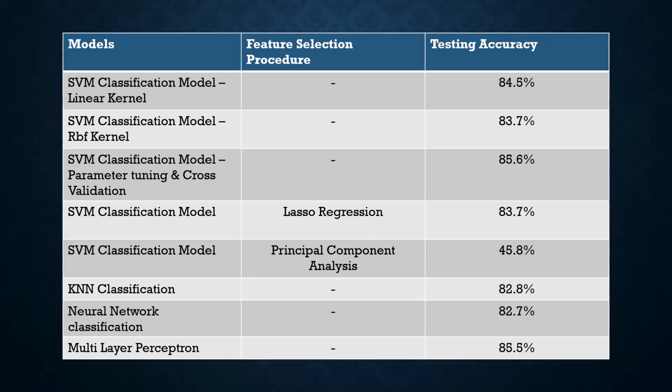We get an accuracy of 83.8%. SVM classification, model parameter tuning, and cross-validation. We can see that the estimator using the linear kernel performed best compared to the RBF and polynomial SVM.